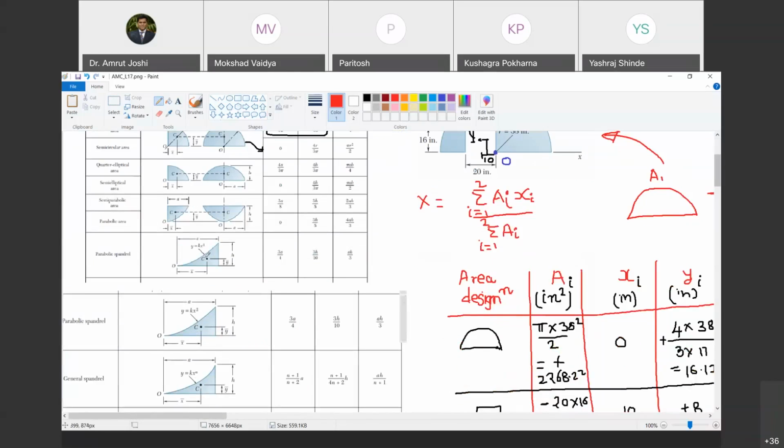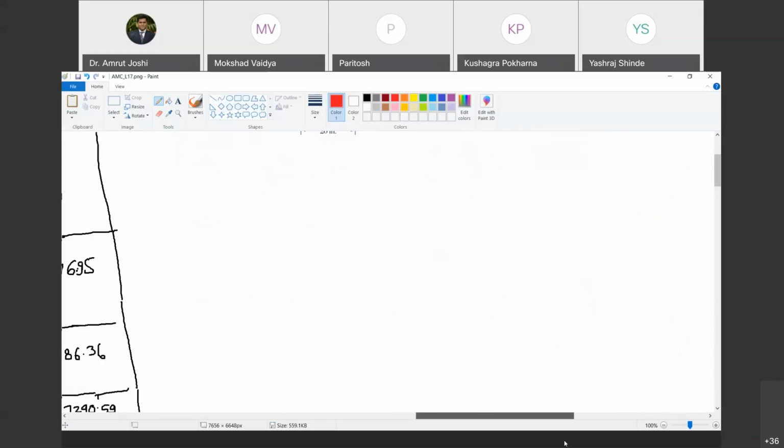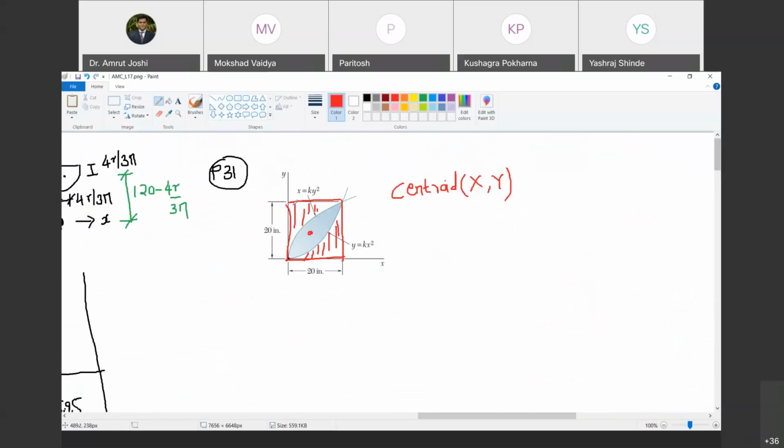Look, here y is equal to kx square. For this parabola, do we have the centroid? Yes. Are you with me? Yes, sir. So therefore, what are we going to do? We are going to consider this in three figures.